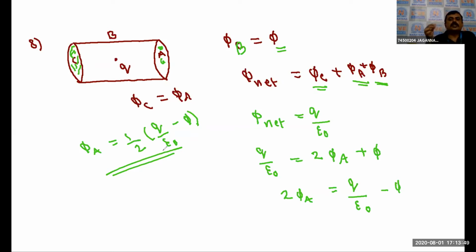But electric flux on the left side surface and the right side surface are both equal. So that's why I am taking both as equal. Phi C is equal to phi. So total flux due to the curved surface is given by phi. From this one I am substituting and finding the phi. Okay. Next question. I am going to the next question.